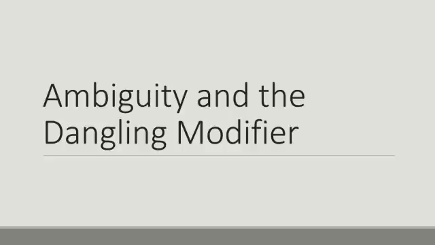Today we're taking a look at ambiguity and the dangling modifier. We'll get to the dangling modifier in a second, but first let's define ambiguity, which really just means that something can mean one or more things at the same time. And you'll see what I mean in a second.